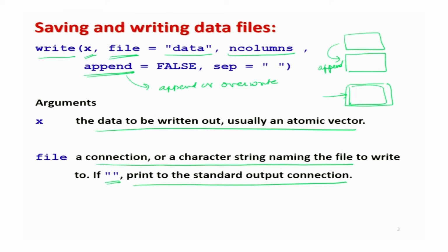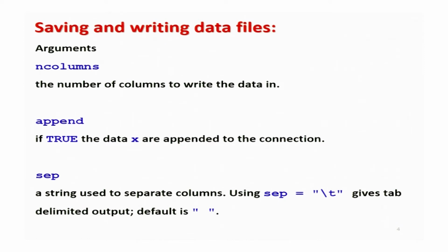Now similarly you have another option here, sep, that means separator, meaning how the values are going to be separated, and within the double quotes you give the symbol or blank space, whatever you want. In case you use sep equal to \t, it will give you a tab delimited output, that means the values are separated by a tab. Similarly you can see the other options here, ncolumns and append.